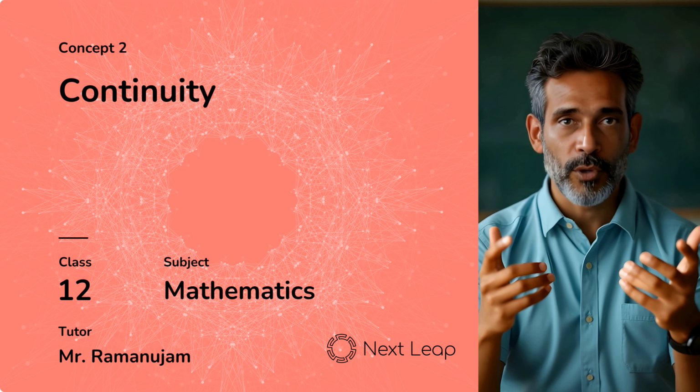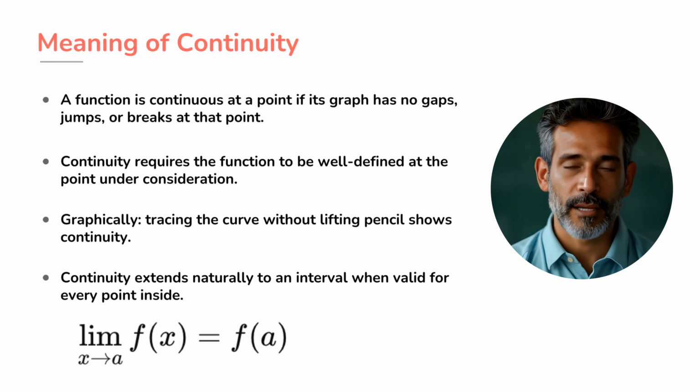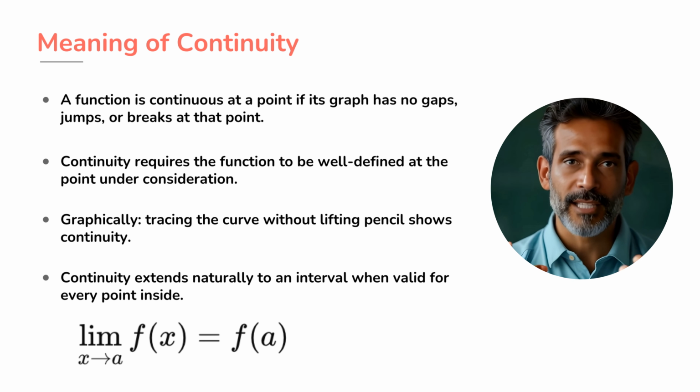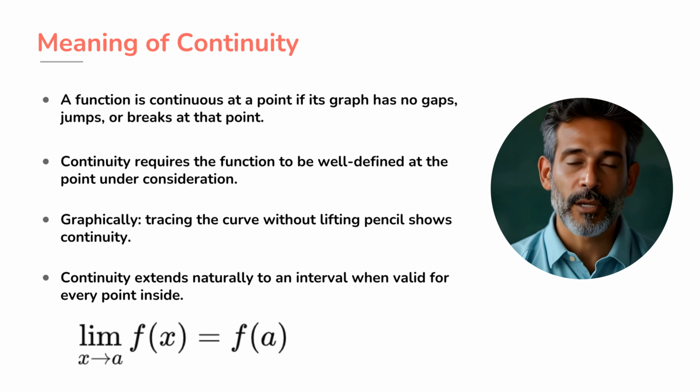So, what exactly does continuity mean? A function is called continuous at a point if its graph has no gaps, no jumps, no sudden breaks. Formally, if you can trace it smoothly with your pencil, it is continuous. Mathematically, we say limit of f of x as x approaches a equals f of a. I'll say it symbolically. Limit as x tends to a of f of x equals f of a. Equation 1. This is the formal test we'll keep coming back to.